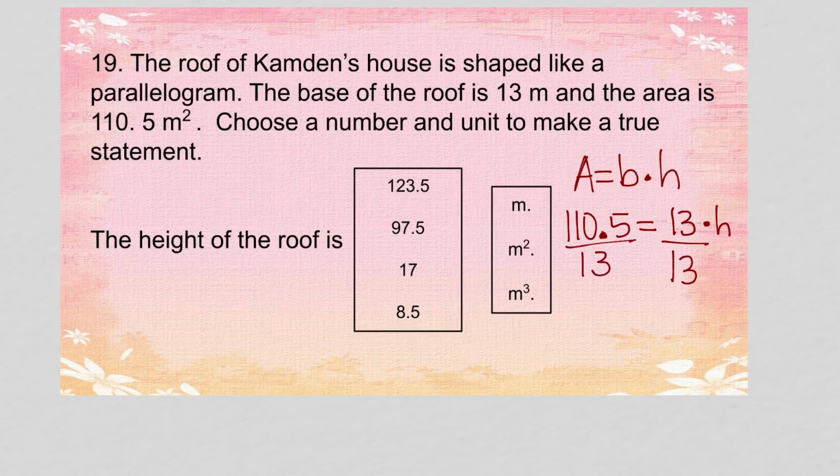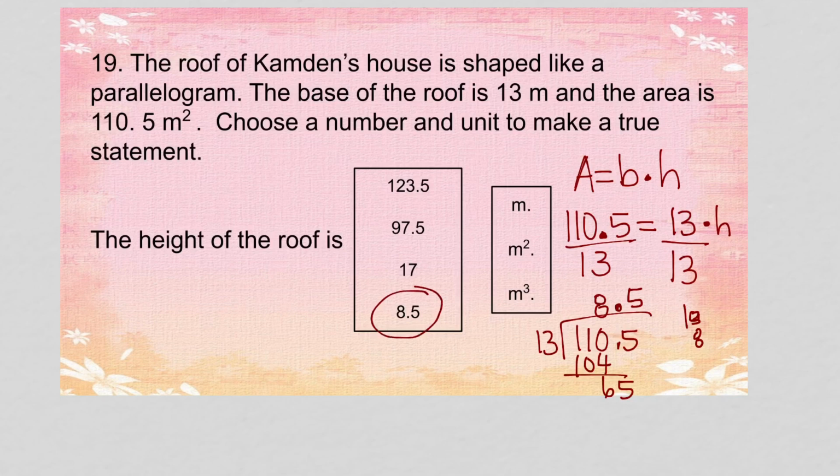Did you guys do this on the calculator? I did it. So if I put 110.5 in the box and I divide by 13, what do I get? So this is 8. What's 13 times 8? 104. And then I get 65. And 13 can go into 65 how many times? 5 times? So it was 8.5, and it's meters because it's height, not area.